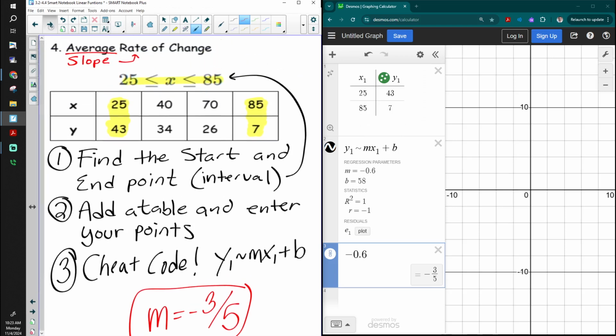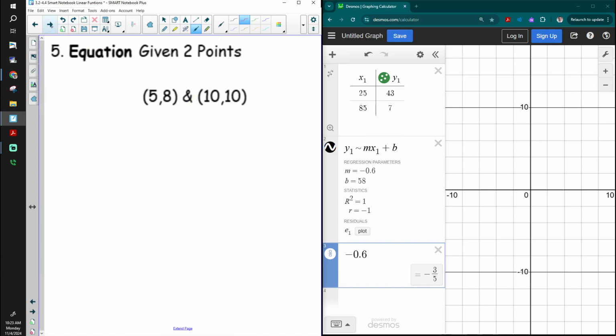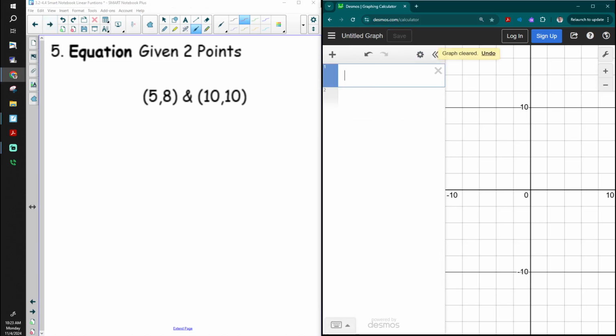So we go on to our next page. Number 5. Clear out my Desmos. All right, here we go. Number 5. What's my bold word now? Equation. So now I'm not just finding the slope. Now I'm writing the entire equation of the line. So I need my m and I need my b. That's the only difference here.